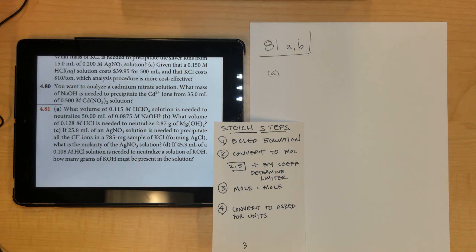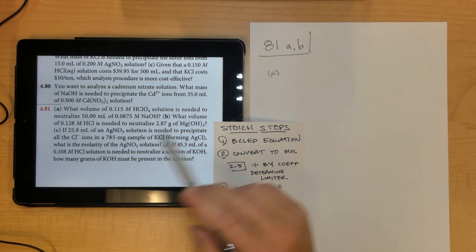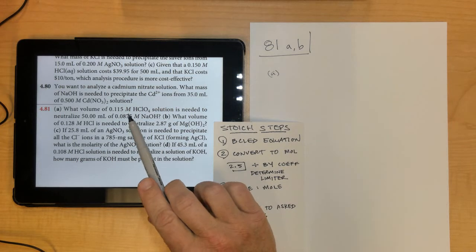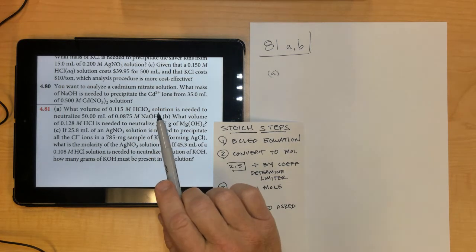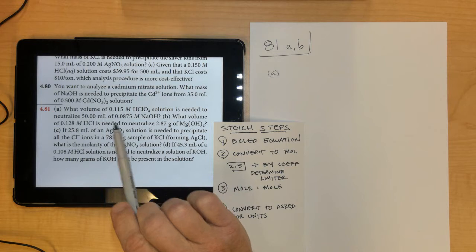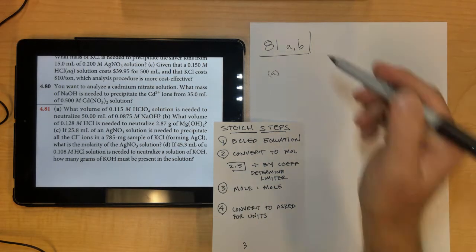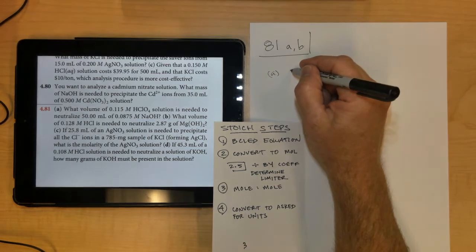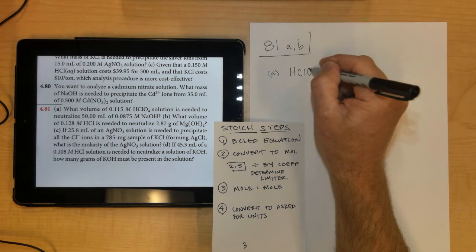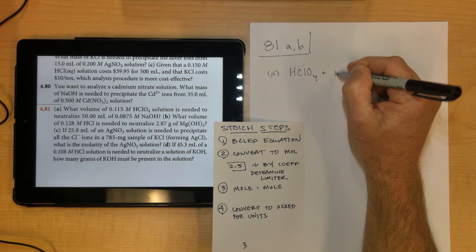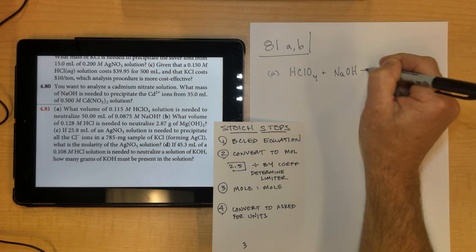Okay, so this is number 81A. What volume of 0.115 molar HClO4 solution is needed to neutralize, and then it gives us some information about NaOH. Step number 1 in these solution stoichiometry problems is to write the balanced chemical equation. So we have HClO4, and then we're going to add that to some NaOH, arrow.